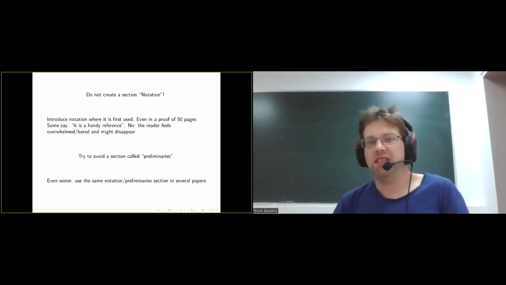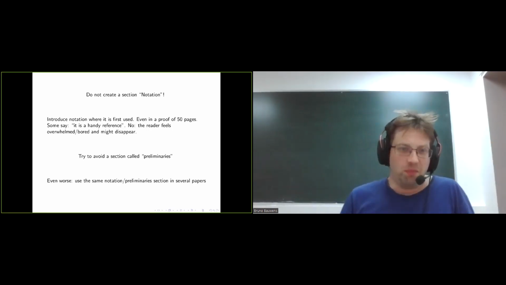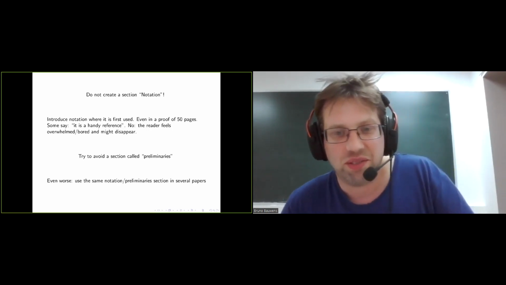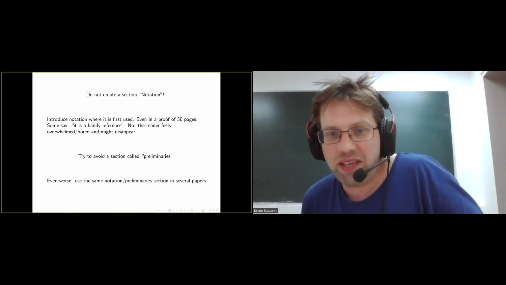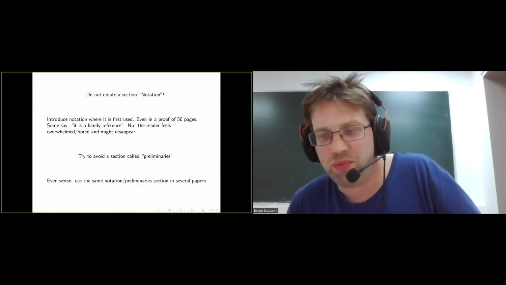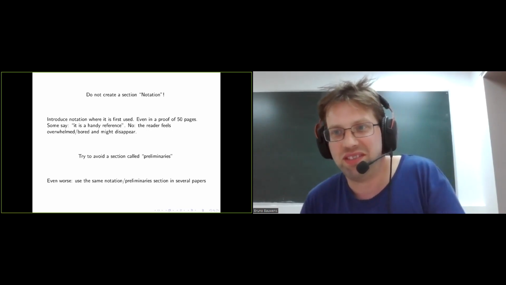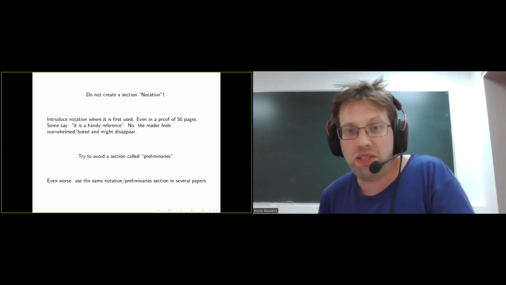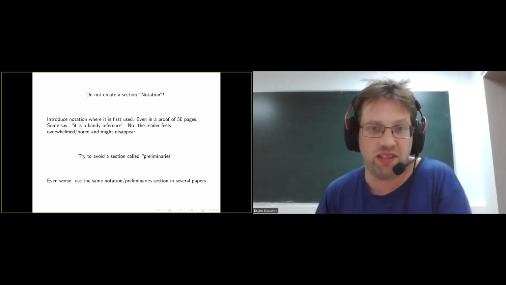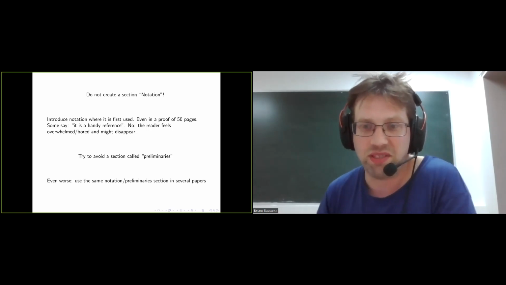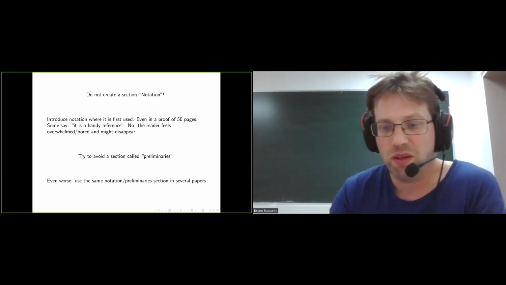Okay, and here is an even worse advice, the worst advice: a supervisor that says, make a notation section. And when you write 4 papers, just use the same notation section 4 times. That means that you tell 4 different things, but you don't optimize your notation for each purpose separately.